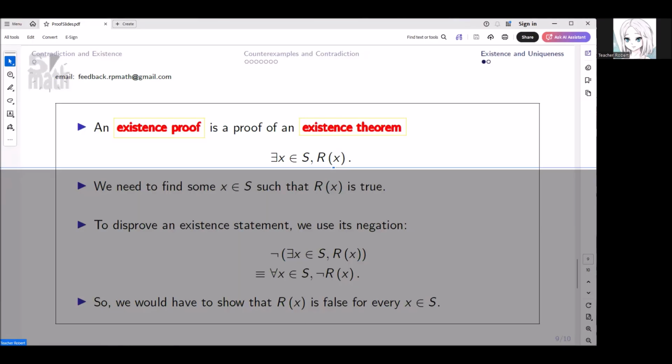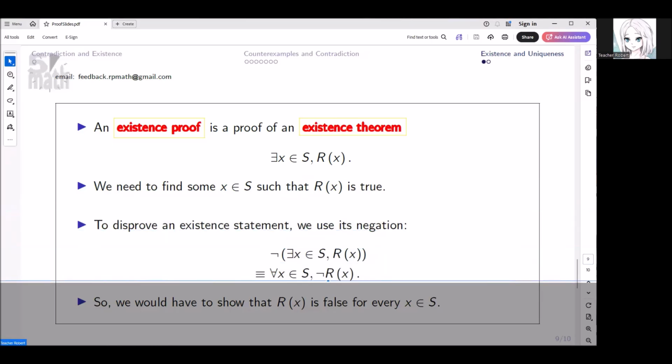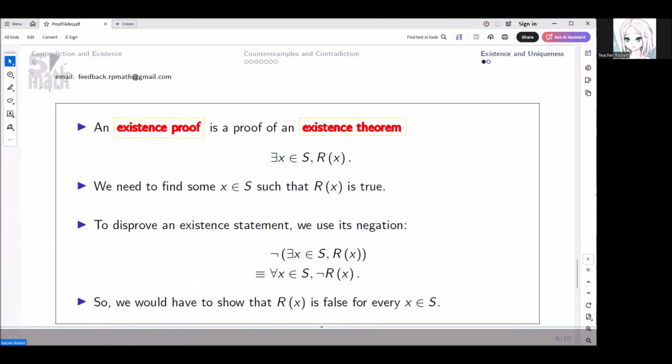An existence proof is a proof of an existence theorem. There exists x in S such that R of x. We need to find some x in S such that R of x is true. To disprove an existence statement, we use its negation, not there exists x in S such that R of x, which is logically equivalent to for all x in S, not R of x. So we would have to show that R of x is false for every x in S.